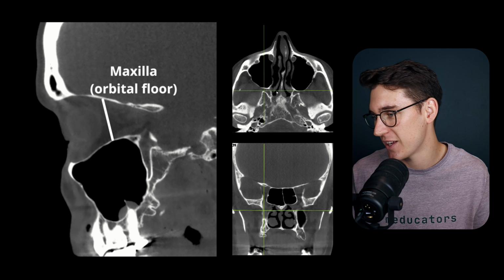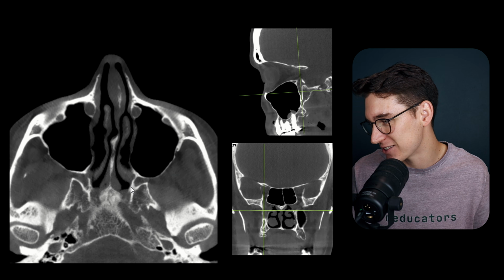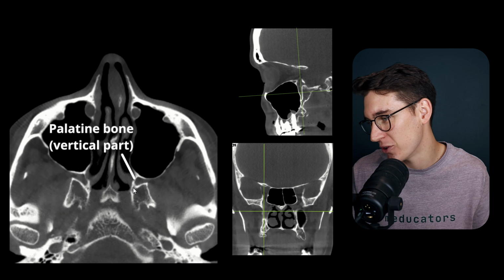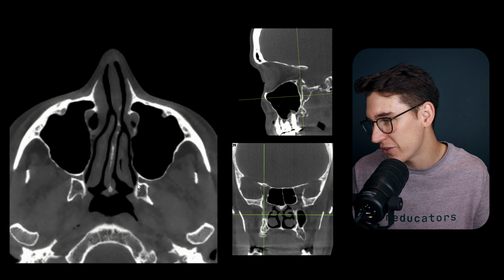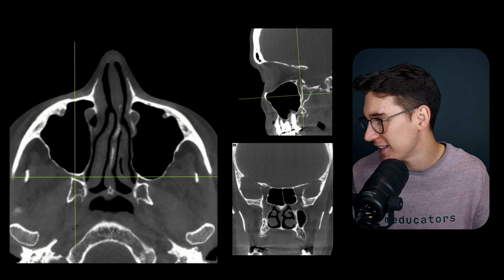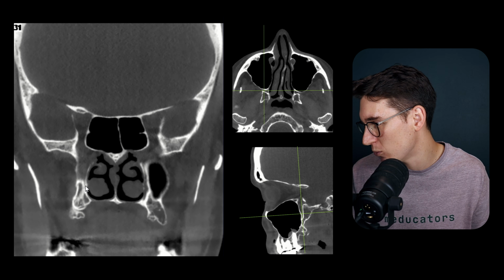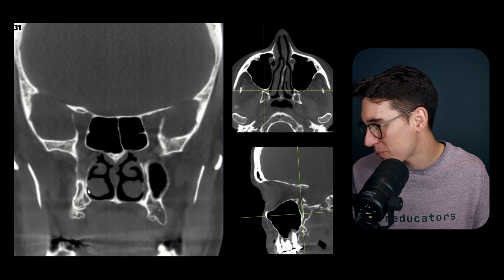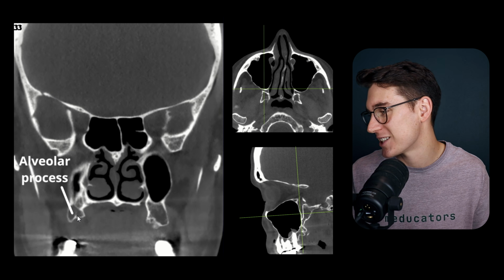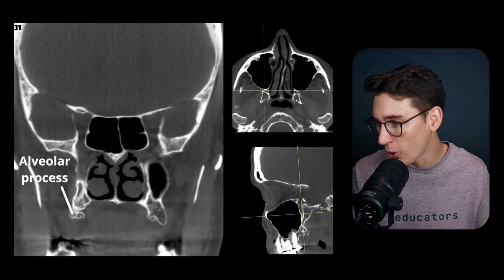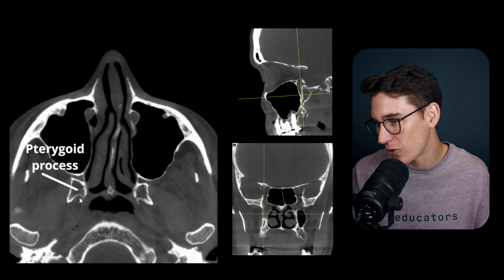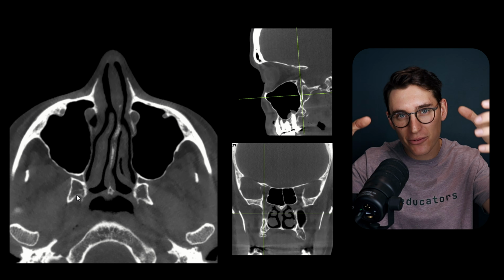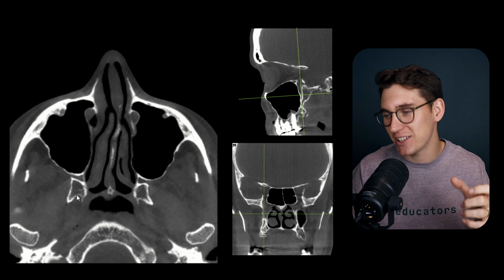Medially, we can see on the axial slice, here is the vertical or perpendicular part of the palatine bone. That's making up the medial wall of the Pterygopalatine Fossa. We can see that on our coronal slice here. This medial wall is the palatine bone here. We can see the palatine bone here separate from the maxilla and the alveolar process that we've looked at previously. Posteriorly, we can see the pterygoid process of the sphenoid bone. Those pterygoid processes are heading inferiorly from the body of the sphenoid down into the face.